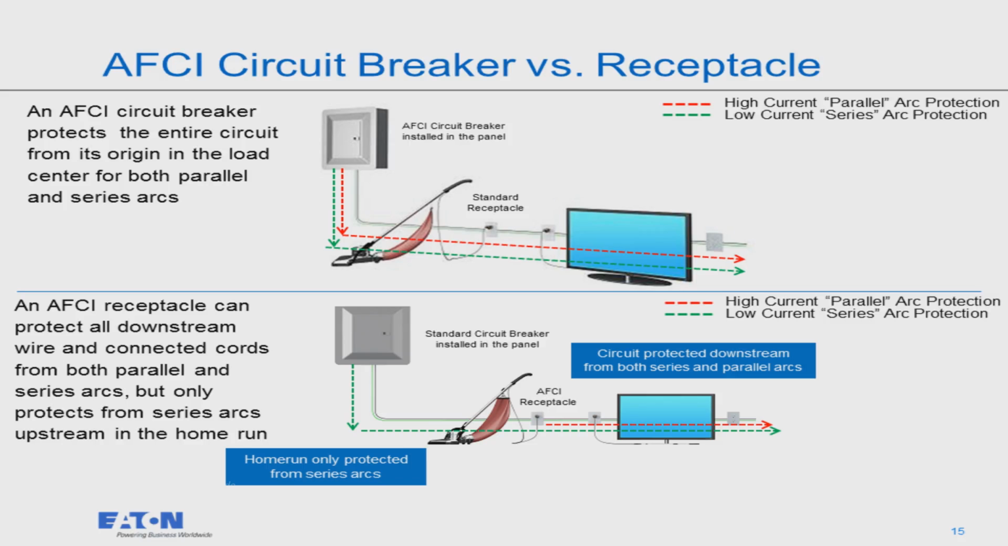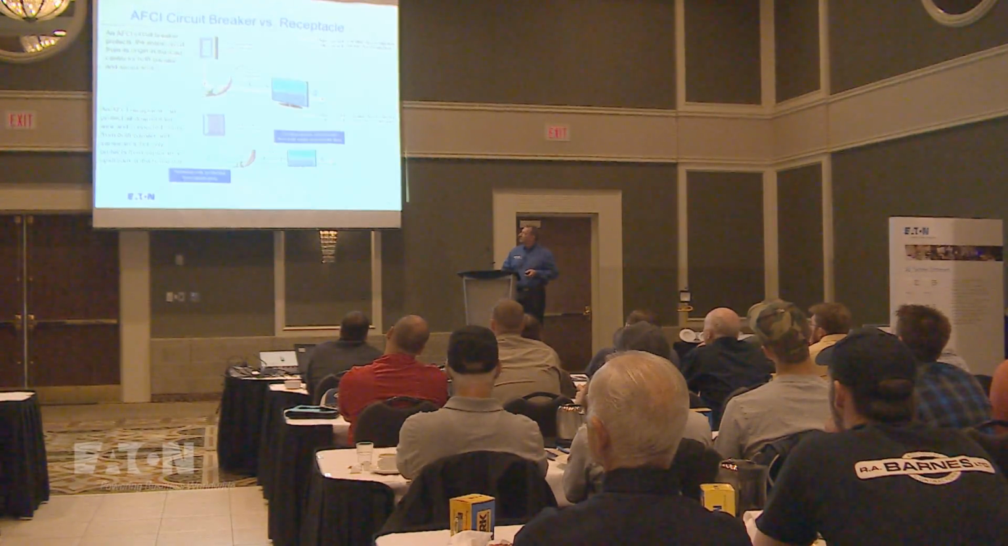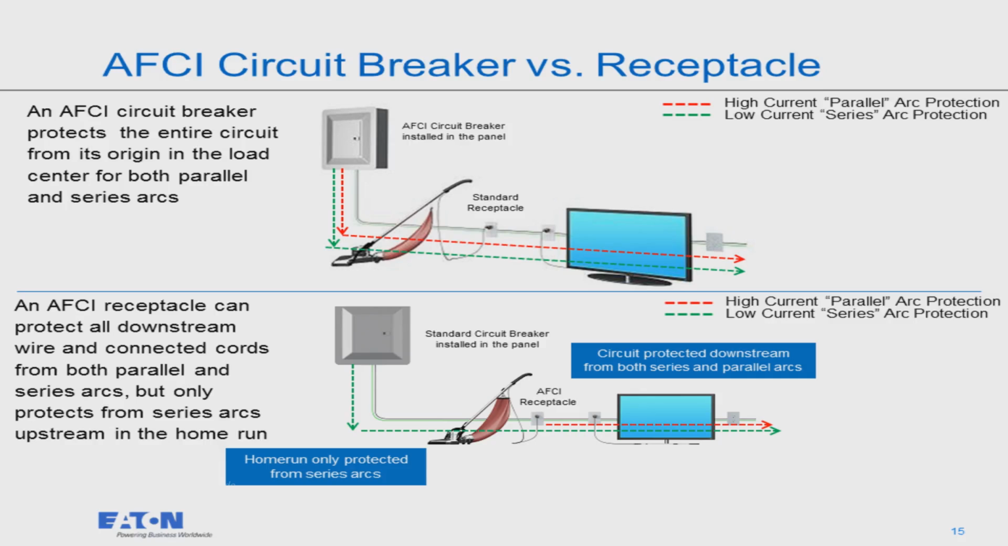So when we're looking at both of these technologies, an AFCI circuit breaker is designed to protect the entire circuit from the panel and all of the connected loads. So your series and parallel arcs are protected from the load center forward with all your connected devices. An AFCI receptacle can only protect your downstream wire from the parallel and series arcs. But upstream from that AFCI receptacle to the panel, it's only protecting from series arcs. So the higher current parallel arcs would not be protected in that run.